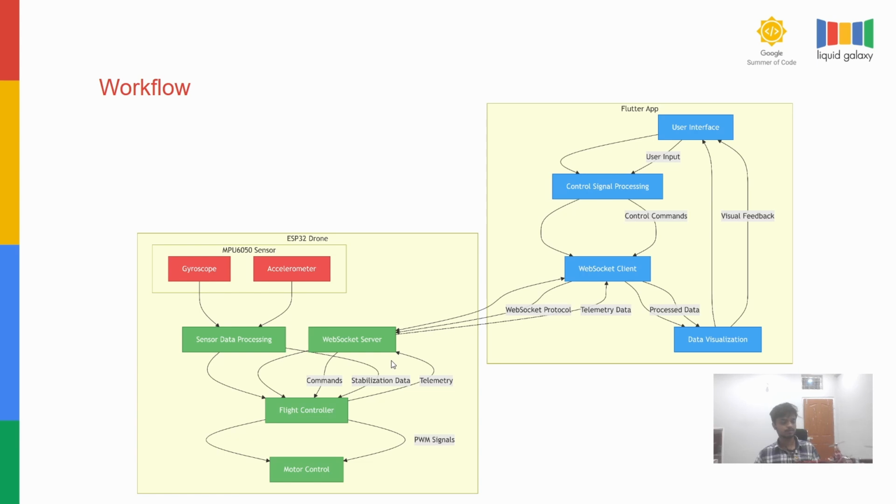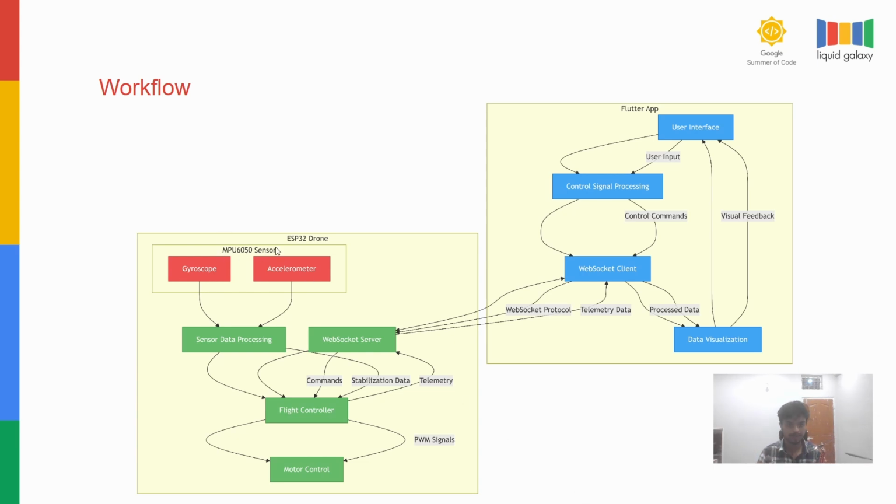Now, let me explain the workflow so you can get a good idea about how you can connect your IoT devices with your Flutter apps. So for this example, I have used an MPU 6050 sensor.